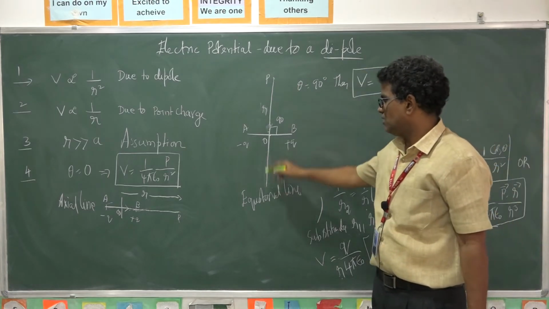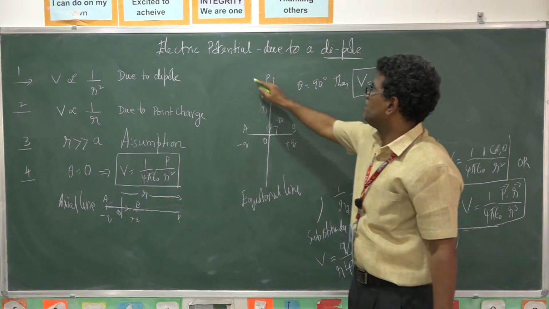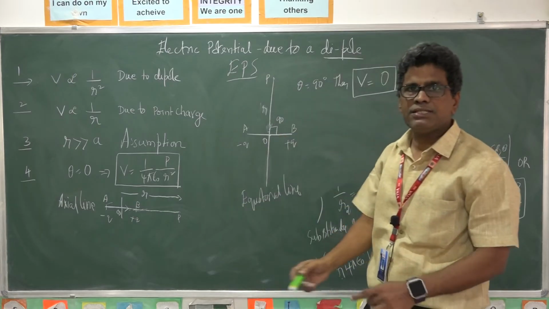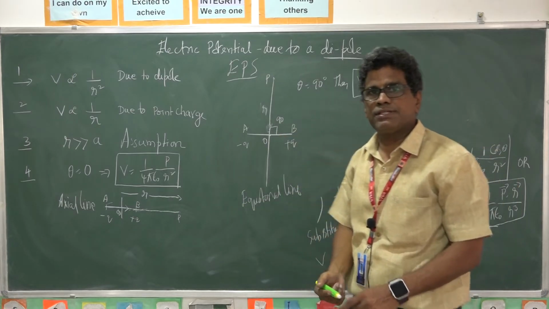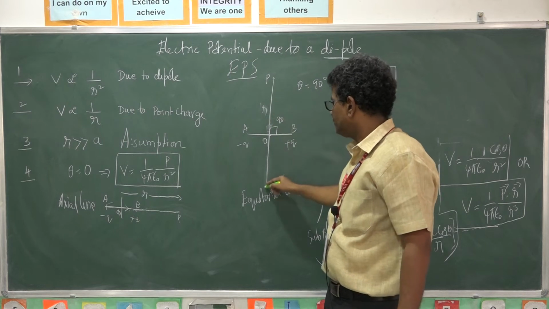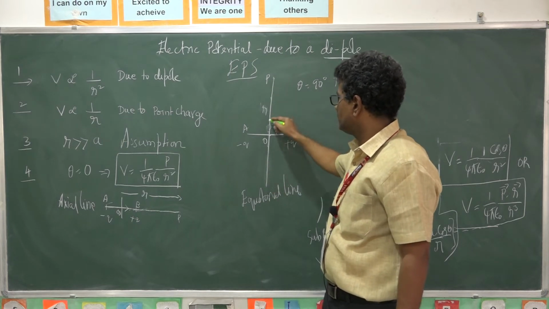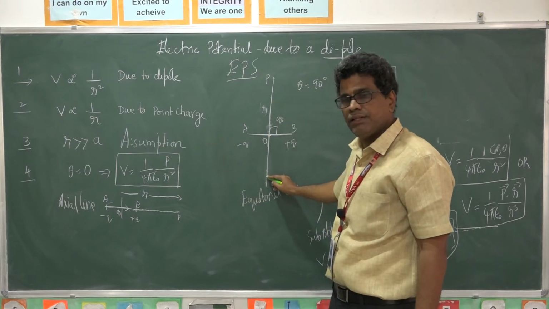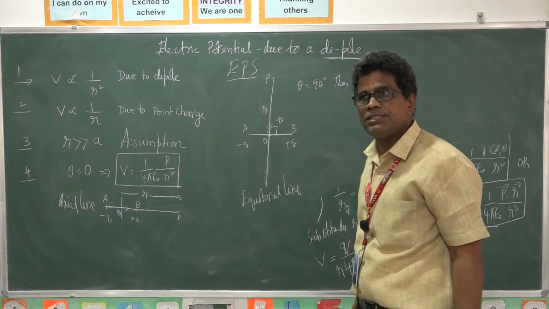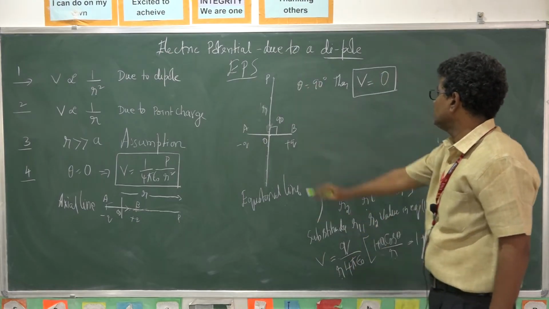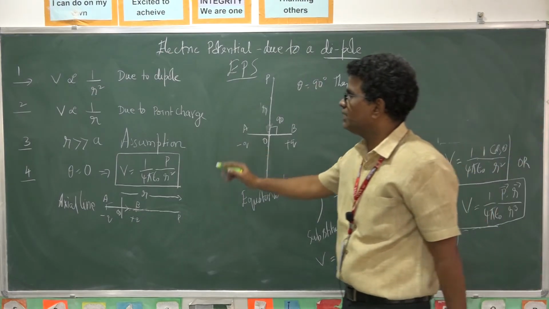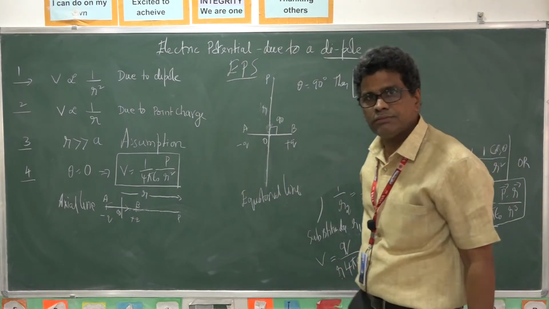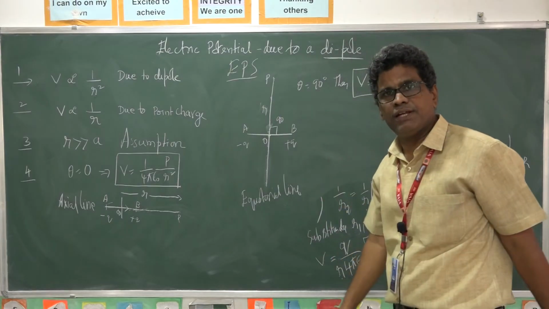So this line or this plane is called the EPS. What is EPS? Equipotential surface. That is, at every point on this line, that is the equatorial line, the potential is 0. That is called EPS. So these are the points you can conclude regarding the electric potential due to a dipole. Okay. Shall I move to the next one? Okay.